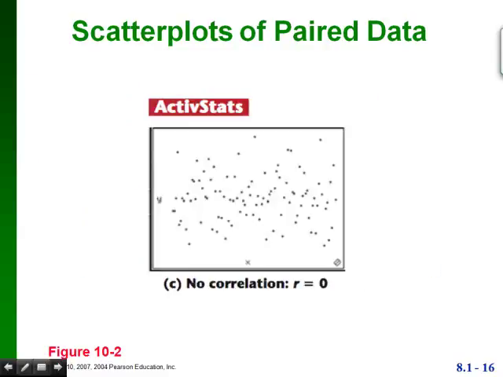And here's another picture. In this one, the data is all spread out. There's really no linear pattern in there at all. And if you notice, our R value is 0.